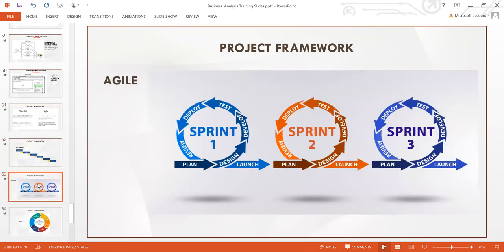So this is agile. This is how agile works. You plan, you design, you develop, you test, and deploy. And then you review. Review is when you talk with your customers, you know? So this is how it happens. And after the review, you deploy.